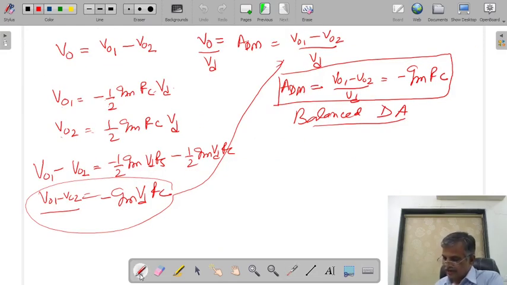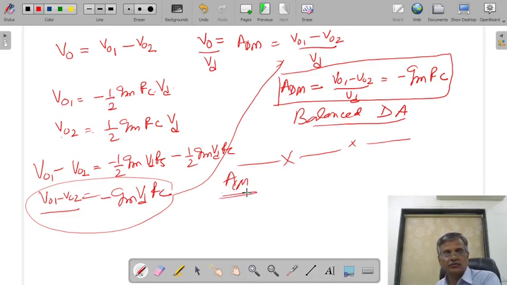Here I am ending today's lecture. In this lecture we have derived ADM. In the next lecture I will derive the equation of ACM. We will derive the equation of ACM.